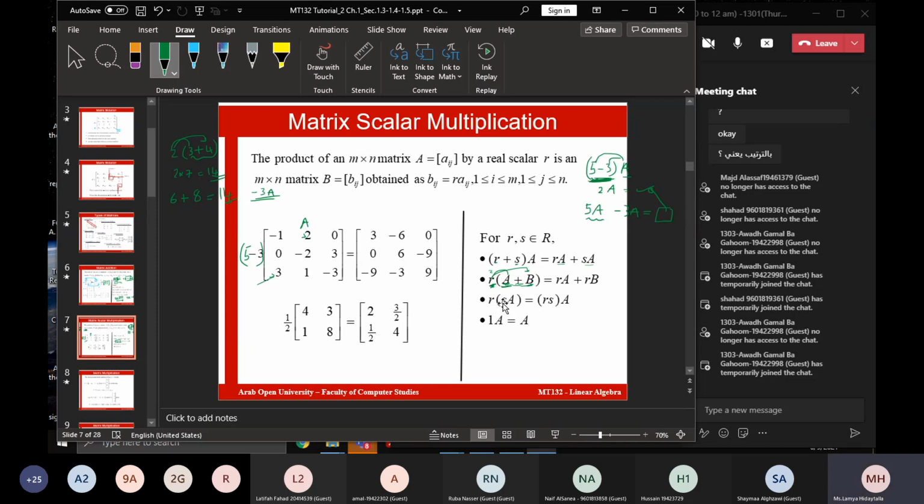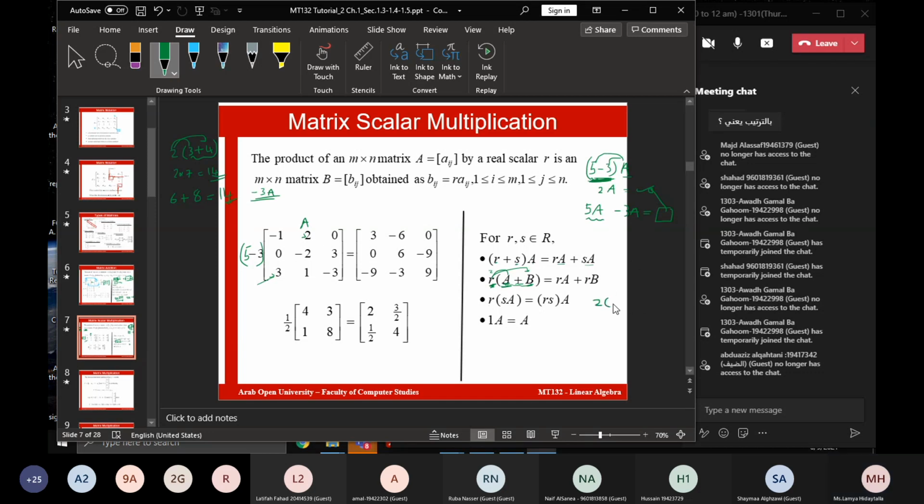Now, what if these real numbers are multiplied times each other? Like if you have مثلا 2 في 3A. Okay, you can multiply this for this and get the answer, and then multiply the 2 times that answer. Or else, what you can do, multiply the numbers together first, so 6, and then you multiply times the matrix A. You will get the same answer. طيب, and lastly, any matrix times 1, 1 for this, 1 for this one, so you will end up with the same matrix. 1 في الماتريكس بيساوي الماتريكس itself.